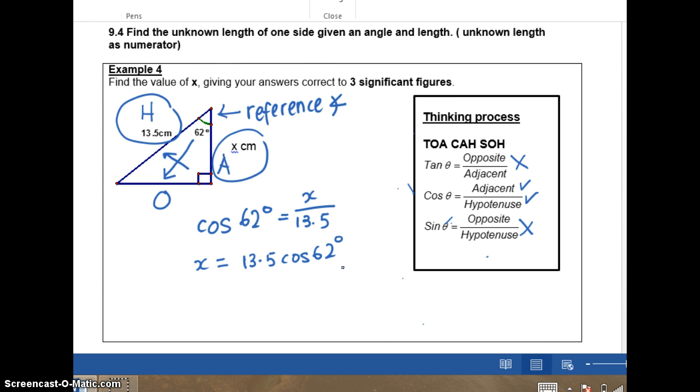Now press the calculator, and you should be able to get 6.34 as your answer. Since we are looking for a value, the answer should be 6.34 without centimeters. And round it off to 3 sig fig.